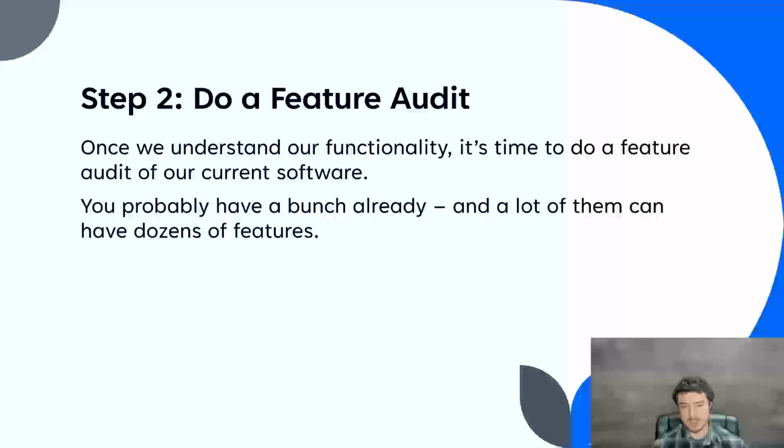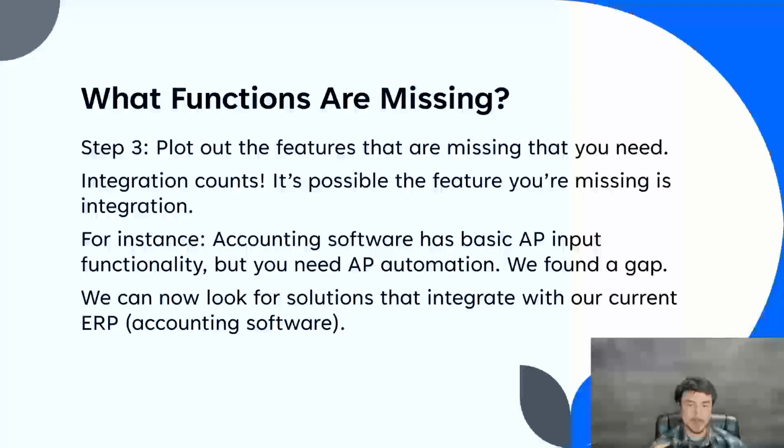Otherwise, let's say we have a bunch of different things that we're trying to build out here in our tech stack. We have a bunch of different features and processes that we're missing. Then we can do a feature audit for every single software and map it all out all at once. That way we can do a very overall, big plan and get everything all at once. So then step number 3 is to look at what functions we're missing.